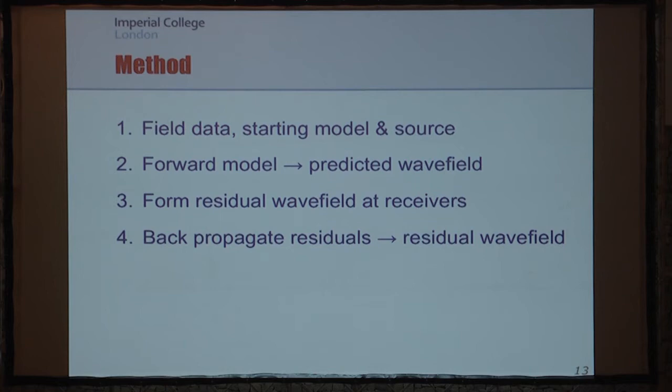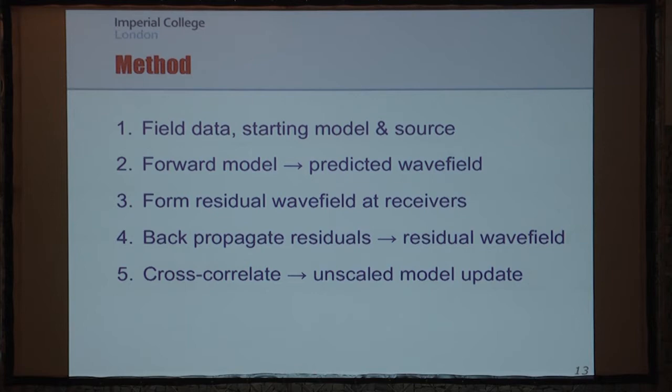The next step is to cross-correlate those two. I've got these two wave fields, and I cross-correlate them and actually take the zero lag typically, and having cross-correlated them, that tells me how to update the model. So that tells me the way in which I need to update the model, but it's not perfect, and in particular, it's not scaled. So it gives us a picture, but it's not a fully quantitative picture. It doesn't tell us by how much to update the model. It just tells us what the shape of that update should look like. So that's this stage 5.